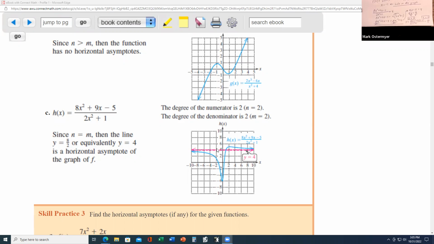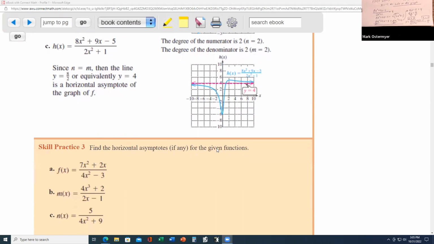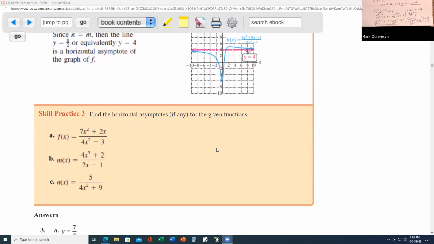All right. Ladies and gentlemen, I'll tell you what, we'll call this classwork number 2. I want you to do skill practice problems 3, A, B, and C. I just want you to indicate to me whether the rational function has a horizontal asymptote, and if it does, what would be its equation? Okay, go ahead. I'll give you a minute or so for skill practice 3, A, B, and C.